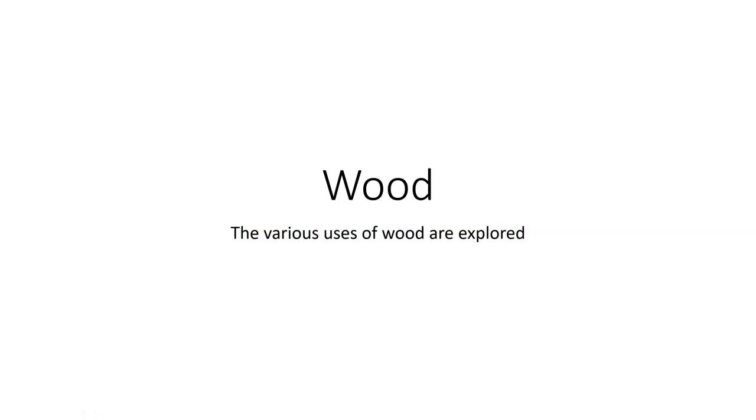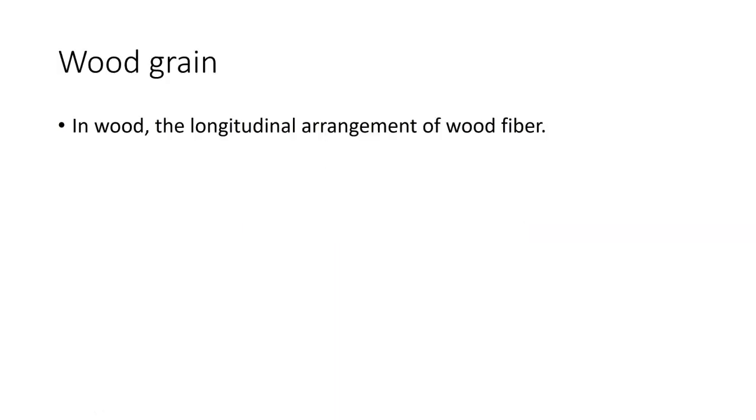Wood basics. Let's look at the various uses of wood, how we deal with things with wood, some of the terminology that we need in order to be able to deal with wood. We start out talking about grain. In wood, the longitudinal arrangement of wood fibers is basically what we would call the grain. The grain is normally seen as growth rings.